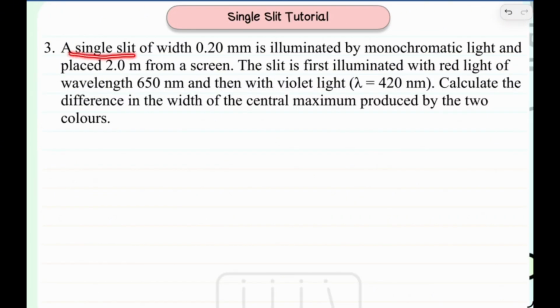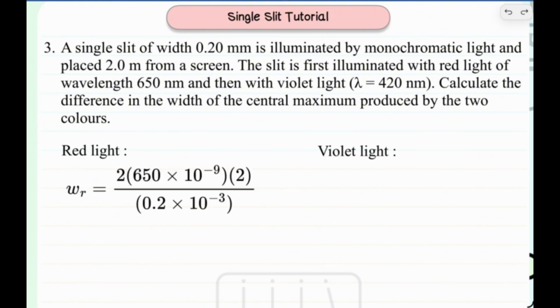Question number 3. A single slit of width 0.2 millimeters, this is our a, is illuminated by a monochromatic light and placed 2 meters from the screen. A slit is first illuminated with red light of lambda, this one, and violet of this lambda. Calculate the difference in the width of the central maximum. So basically, dia nak tengok beza antara width red dengan width violet. We put red light dan juga violet light because this is a maximum.